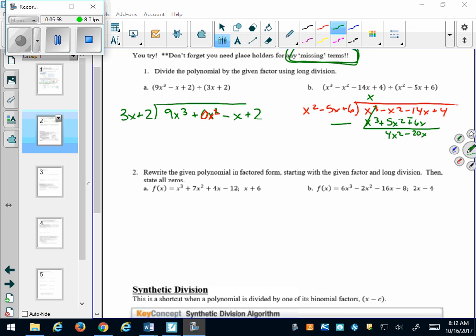These answers come out to x plus 4 minus 20 over x squared minus 5x plus 6. This one had a remainder of a negative 20. And this one came out to 3x squared minus 2x plus 1. Okay?